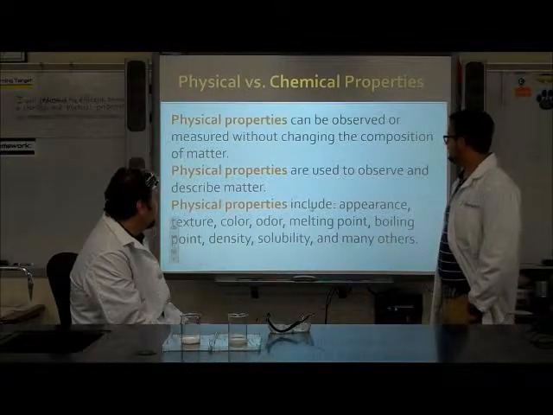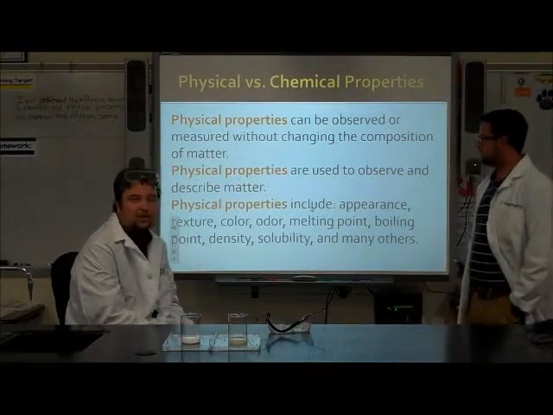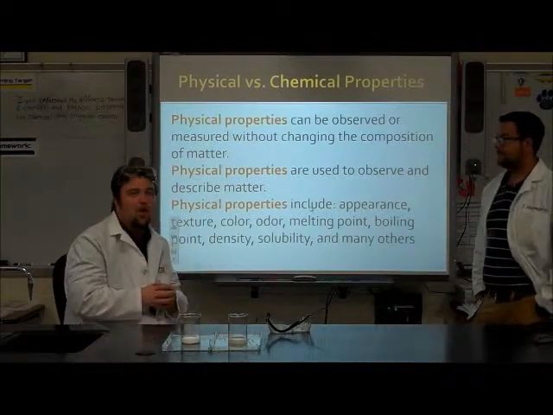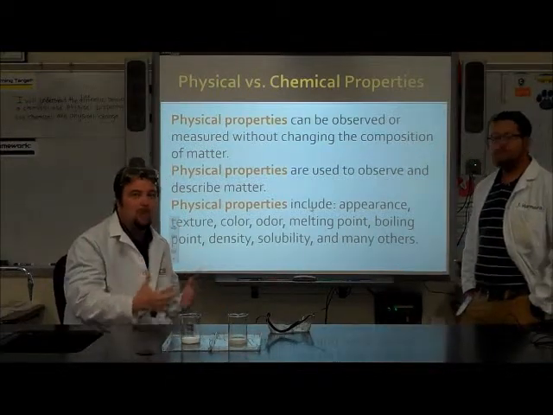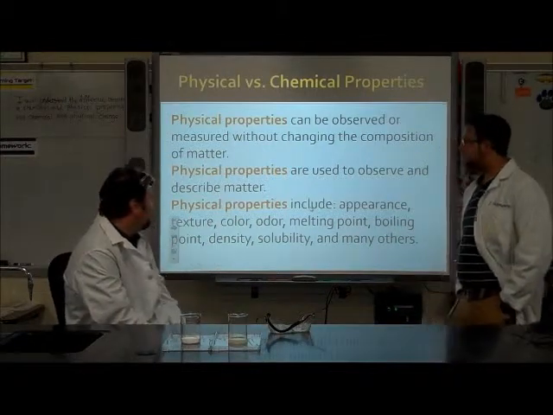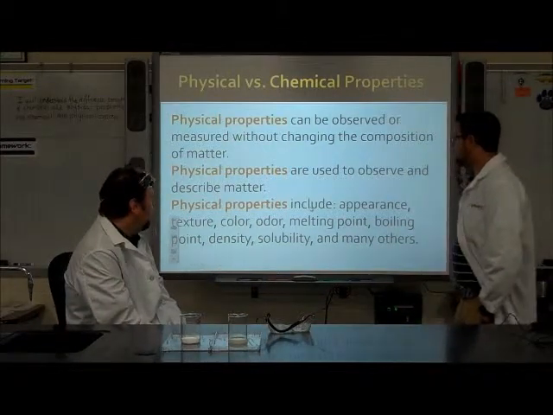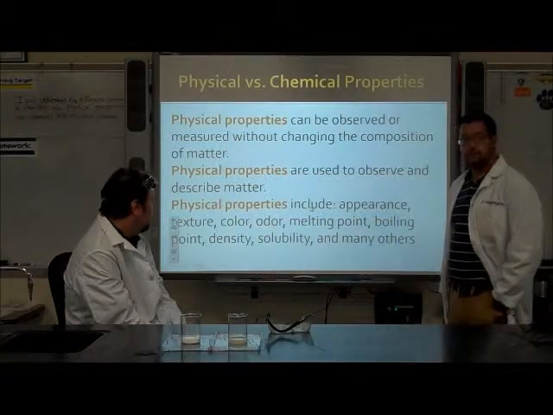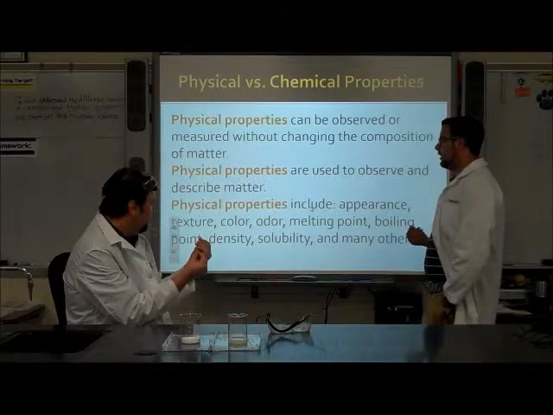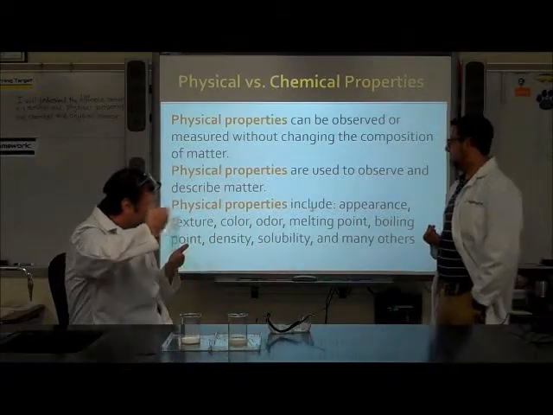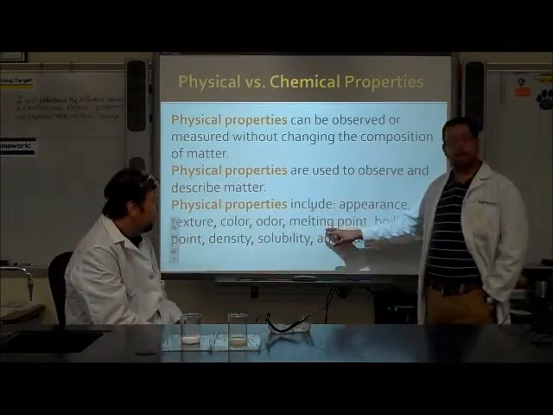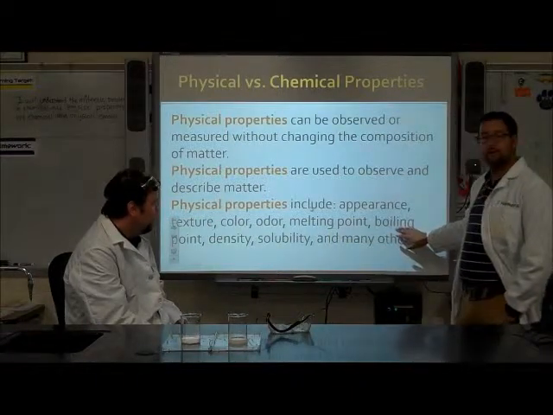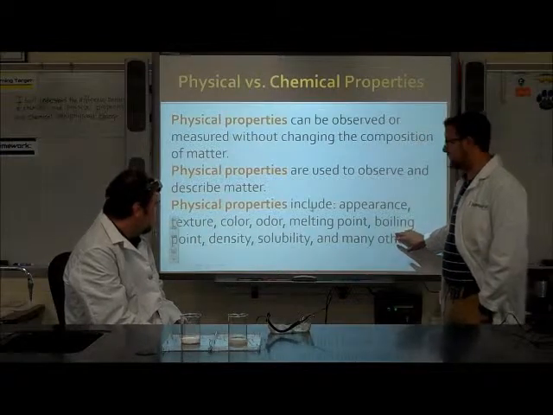Physical properties are used to observe and describe matter. So when we're doing experiments and observing things, when we're using our senses, we are basically describing the physical properties of that matter. And definitely get these down in your notebooks. All right. You want to include appearance of an object, its texture, so what it feels like, okay? The color, odor, melting point. So that is the point at which the object goes from a solid to a liquid. A boiling point, which is where it goes from a liquid to a gas form.